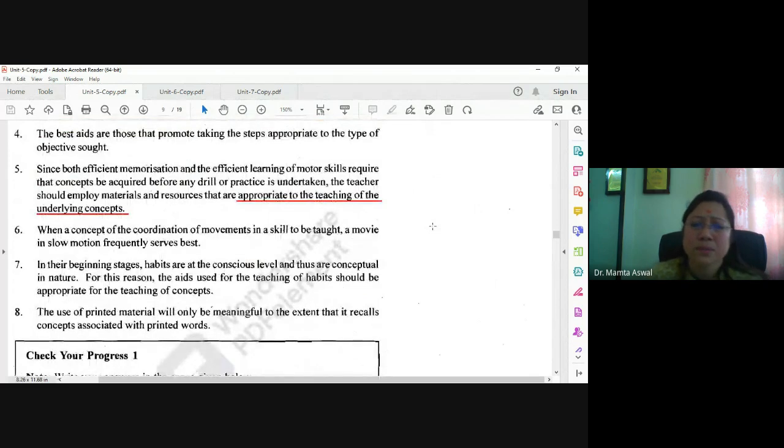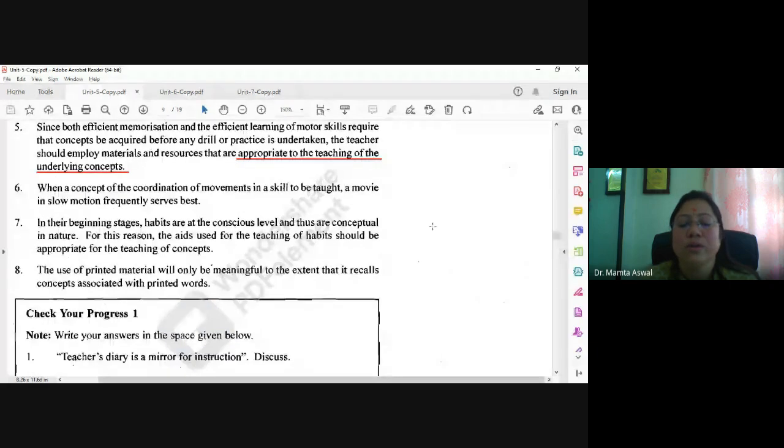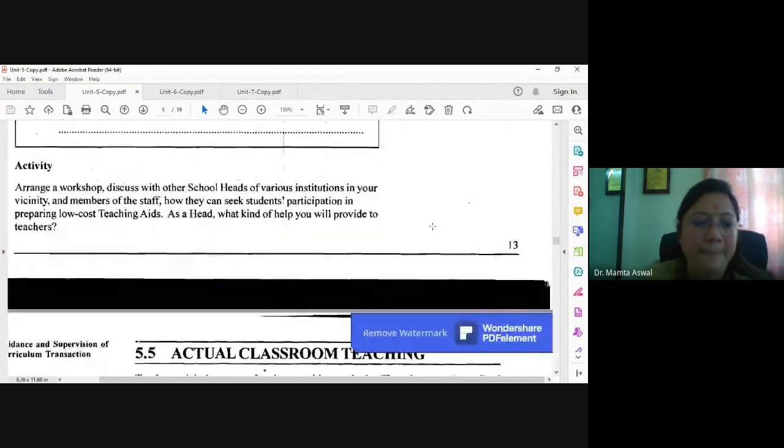So some coordination could be taught. You can show, as I told you, some small movies. There are various movies which you can search on the internet, download, and show to the children. Even some abstract thing the child can understand. If you want to tell them about honesty, you can show them a small picture about honesty. They will see that and try to understand it.